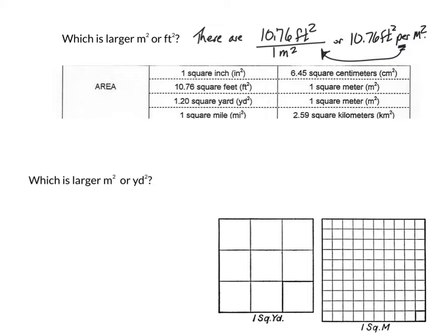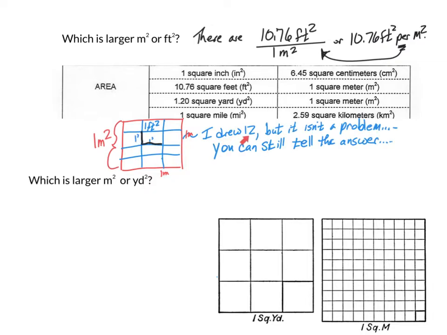When we're trying to decide which is larger, it's easiest to draw the one with a 1 first. So I'm going to draw the 1 square meter first, and I'm going to put 10.76 square feet inside of that, almost 11 squares. You don't have to be super accurate here. You're just trying to decide which one's larger, and you should, of course, see that the square meter is larger than the square foot. In fact, it's very close to 10 times larger.